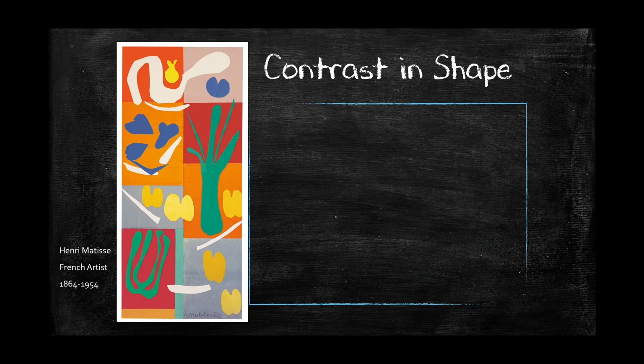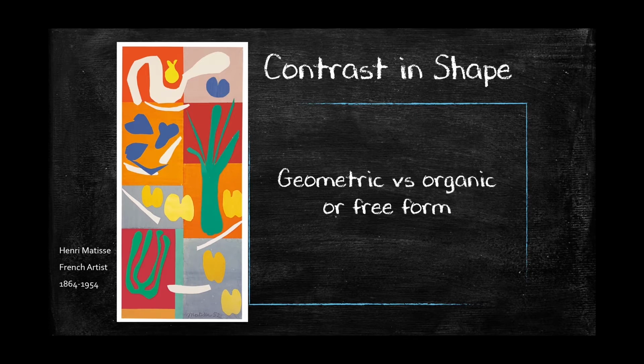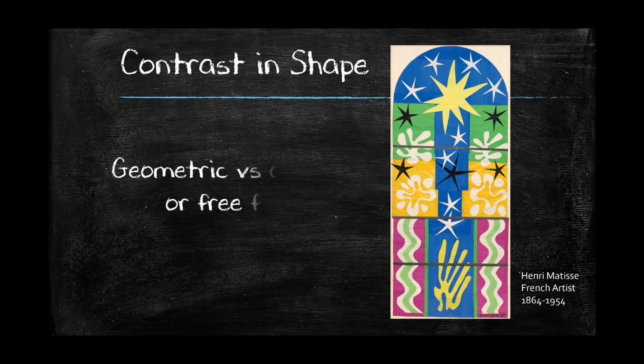This cutout by Henri Matisse shows contrast in shape. The background shapes are more geometric, like squares or rectangles, where the foreground shapes are more organic or free-form shapes that he cut. Here's another example showing the same contrast in shape.